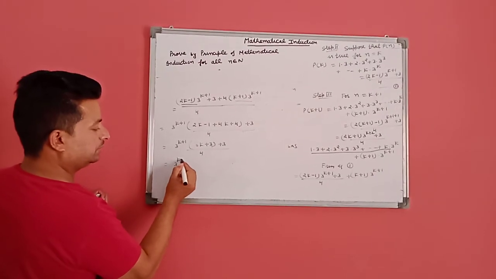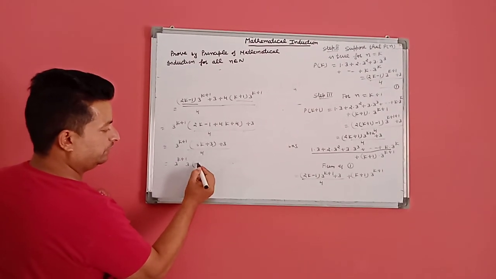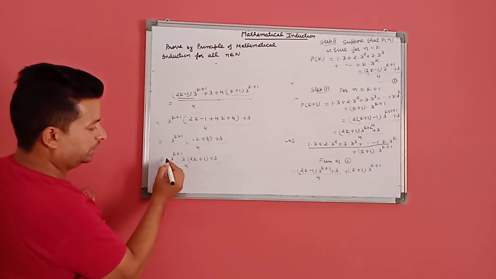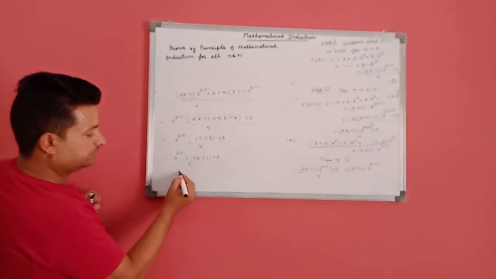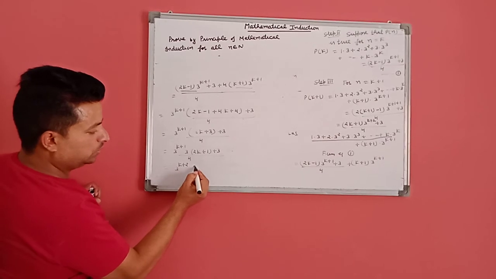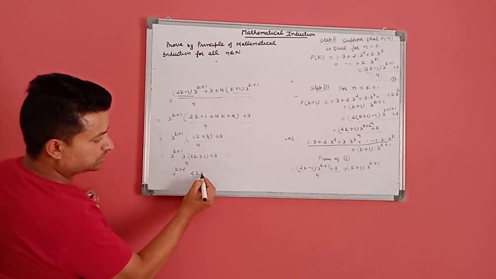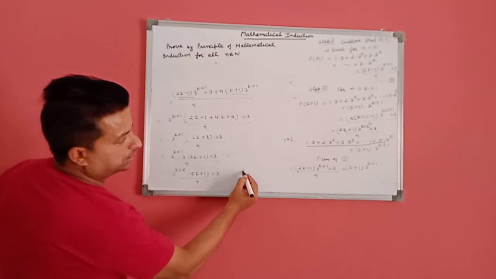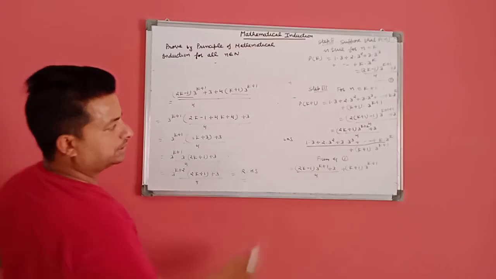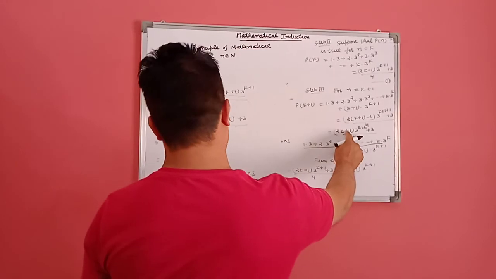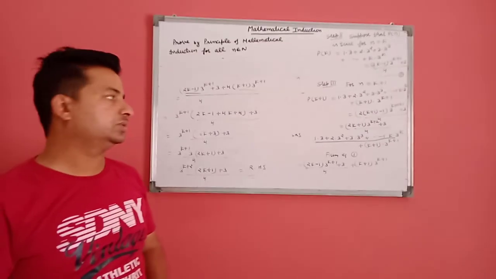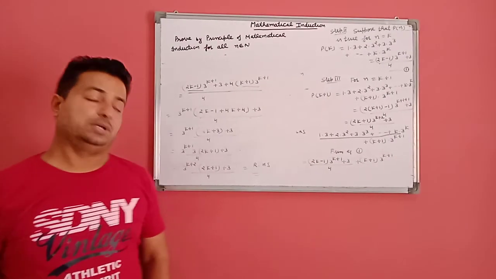When we take 3 common, we get 2k plus 1, plus 3 by 4. When we add these two, we get 3 power k plus 1 times 3, that is 3 power k plus 2, so 2k plus 1, plus 3 by 4. This is the RHS, right hand side, that is 2k plus 1, 3 power k plus 2, plus 3 by 4. This is the solution of question number 3.